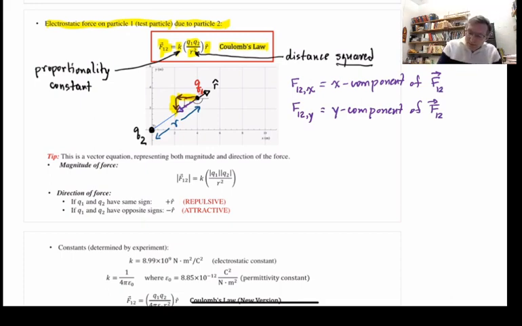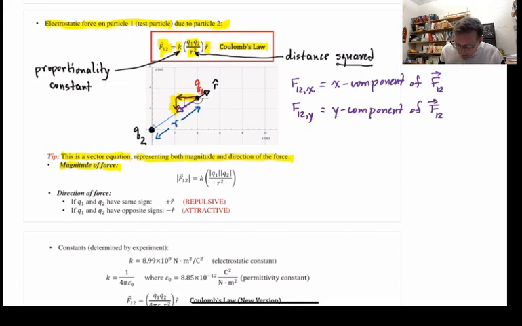Okay, so let's move on for right now to the tips at the bottom of the screen here. Again, I emphasize, and I will many times, that this is a vector equation representing both a magnitude and a direction of the force F12. So first, let's discuss how you could calculate just the magnitude part, if that's what you're interested in. Just the magnitude part of this force.